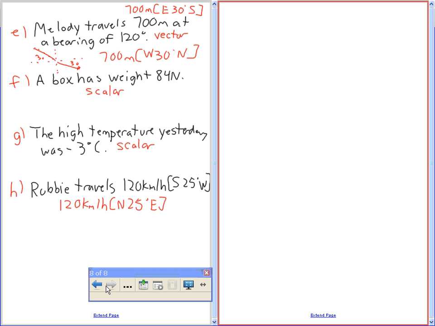Example 4. Name all the total vectors in the diagram.